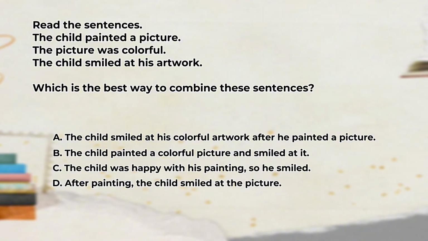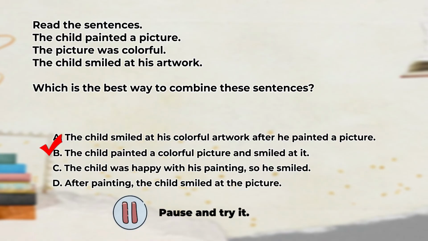Read the 3 short sentences. The goal is to combine them into one sentence that is clear, complete, and keeps the important information. Pause here and choose the best answer. The correct answer is B. The child painted a colorful picture and smiled at it.